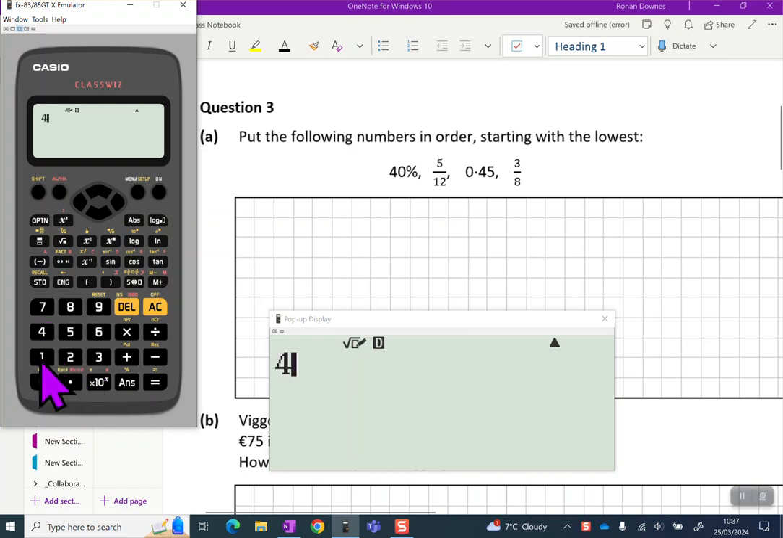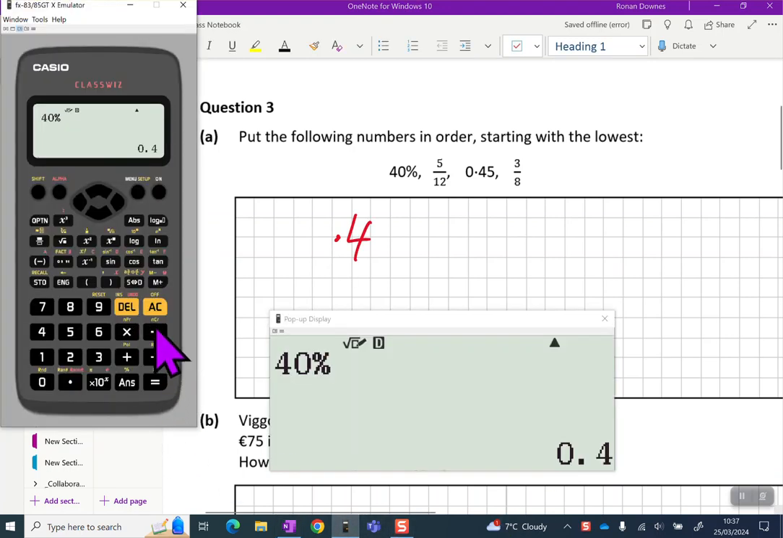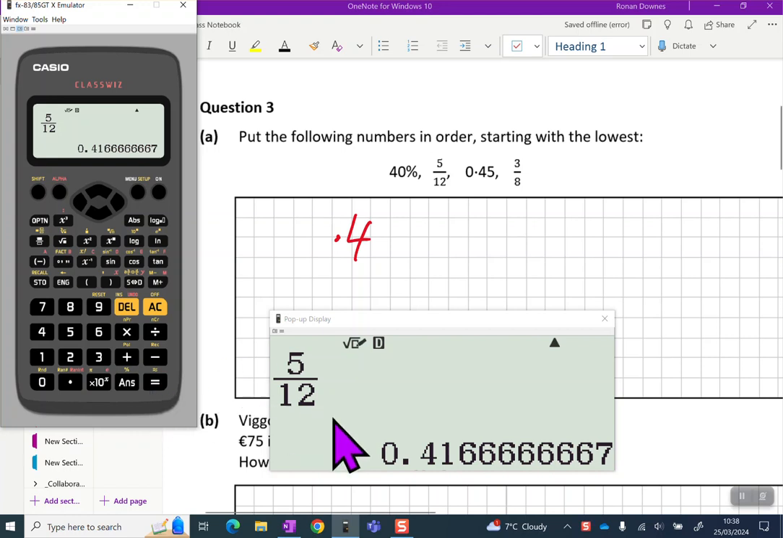Okay, so 40% is 0.4, of course, but just in case you don't know that, we can put it in the calculator anyway. We get that 40% is 0.4. Next, 5/12. We'll put it in the calculator. Okay, now you might be seeing 5/12 equals 5/12.